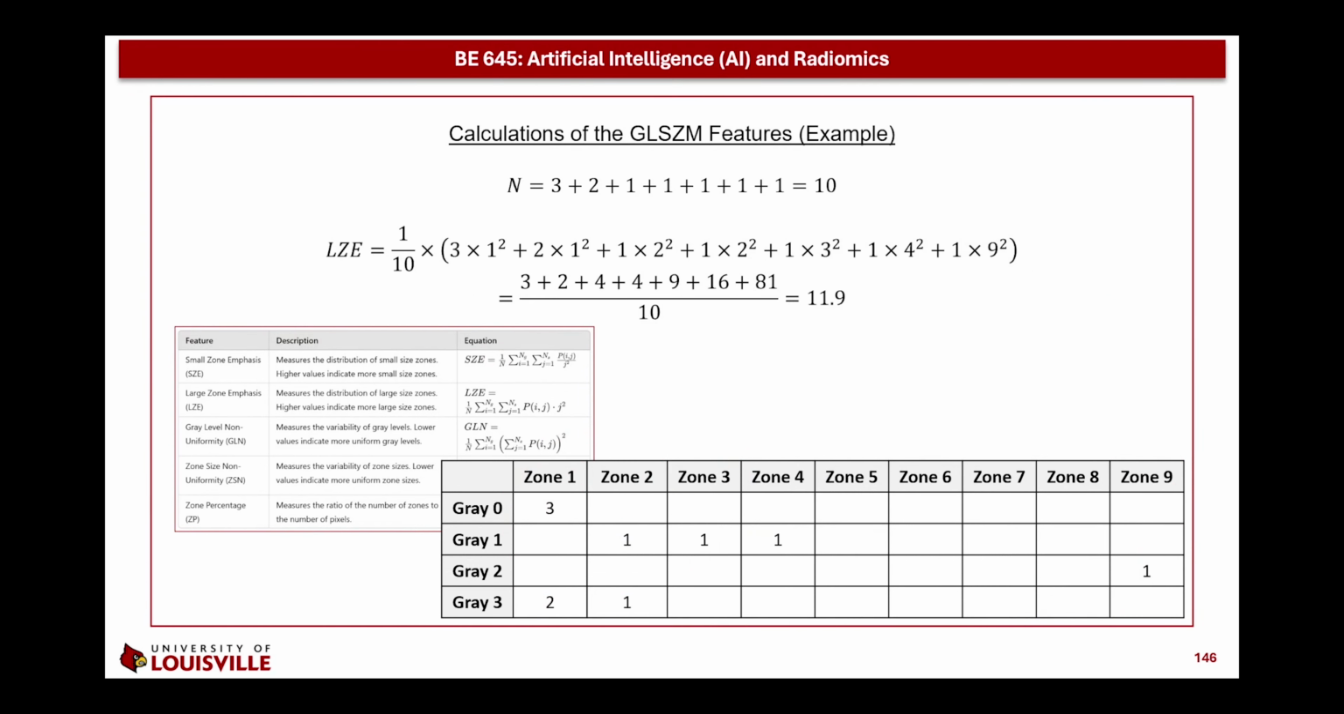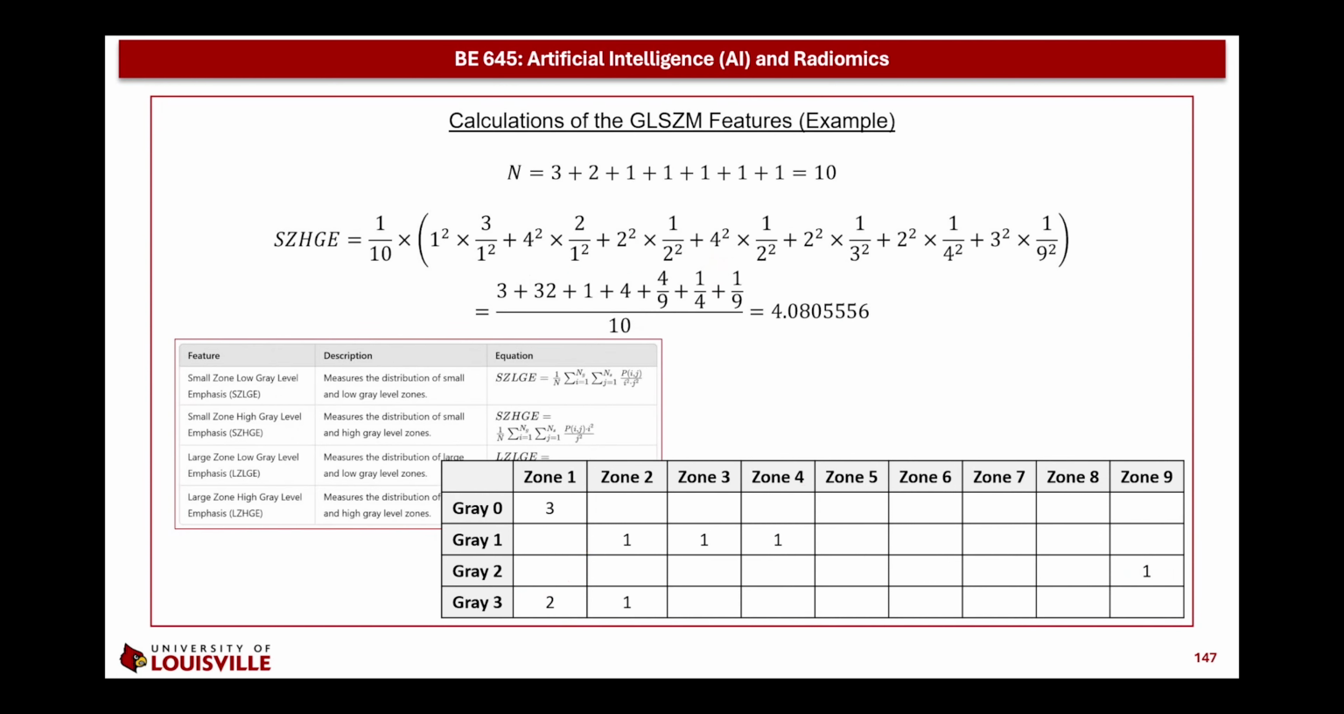And for the large zone in phases, we will do the same, but instead of division, we convert it to multiplication. So for example, 1 is multiplied by 9 square, 2 multiplied by 1 square, 1 multiplied by 4 square. We will do all of the summation and divide by 10. It will become 11.9.